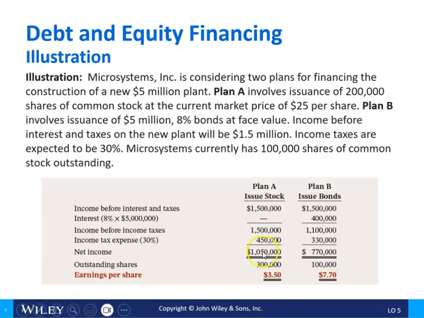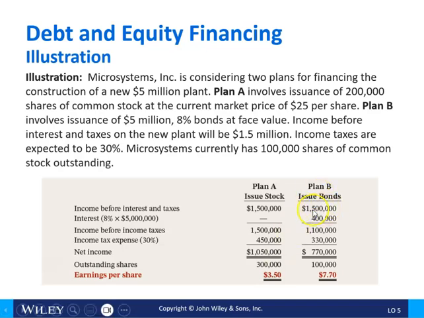So what happens if they issue the stock? They're going to get $1.5 million income before interest and taxes. There is no interest expense. Income tax expense would be $450,000, 30% of that $1.5 million. So net income would be $1,050,000. Our outstanding shares are going to now be 300,000: the 200,000 that we're issuing plus the 100,000 that are already outstanding. So our earnings per share is $3.50.